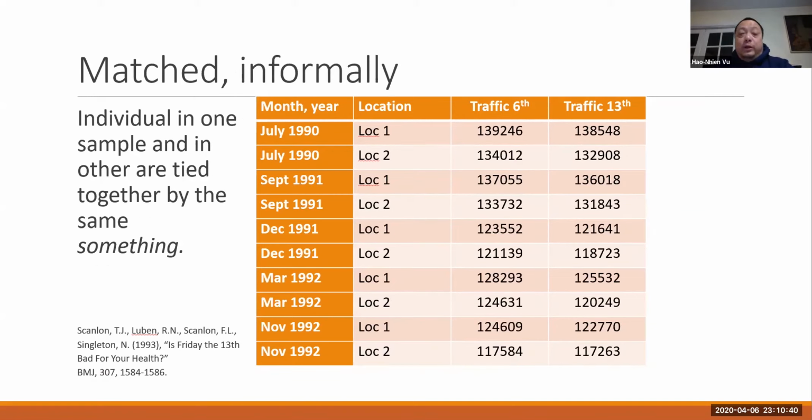Now, informally, if you can sense that one individual in one population is tied together with one individual in another population because they share the same something, then that makes it matched pairs. For example, our Friday the 13th and Friday the 6th share the same year, month, location.